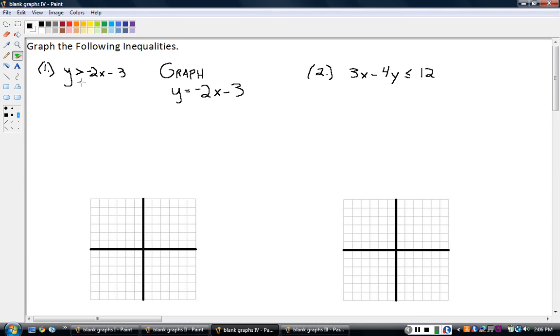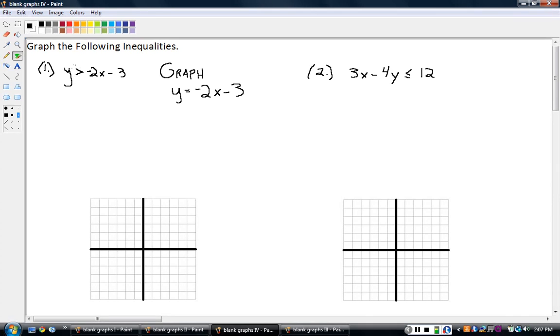Now, notice the difference between 1 and 2. In 1 there's a greater than sign only, and in number 2 there's a less than or equal to sign. The difference really being this bar underneath. So for number 2, 3x minus 4 equals 12, that line will be included in this inequality. For number 1, y equals negative 2x minus 3, this line isn't actually included. It just says everything greater than that.